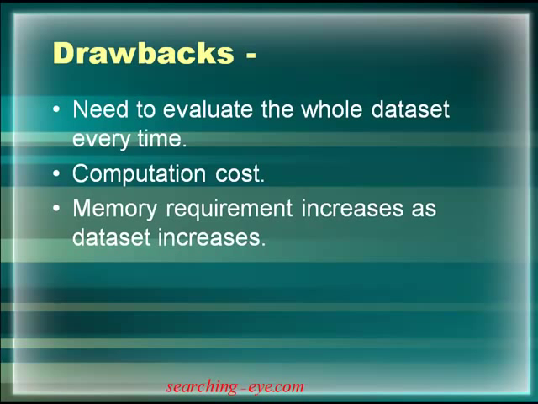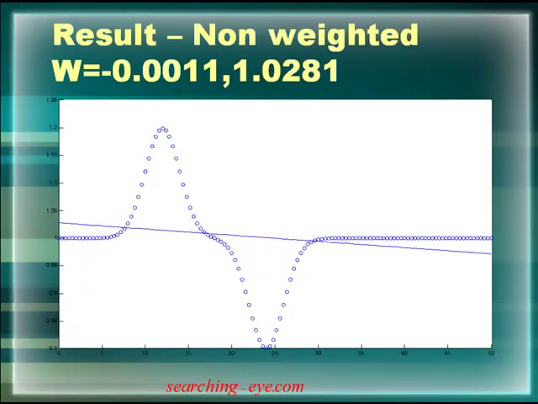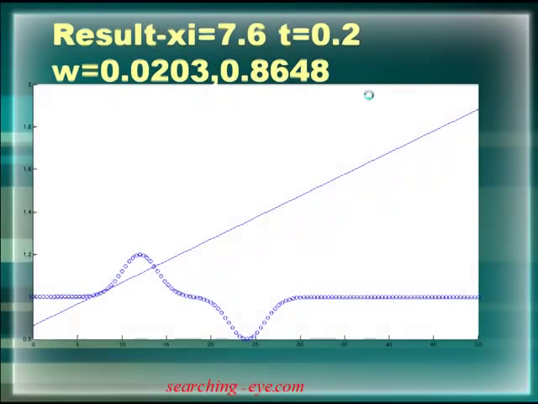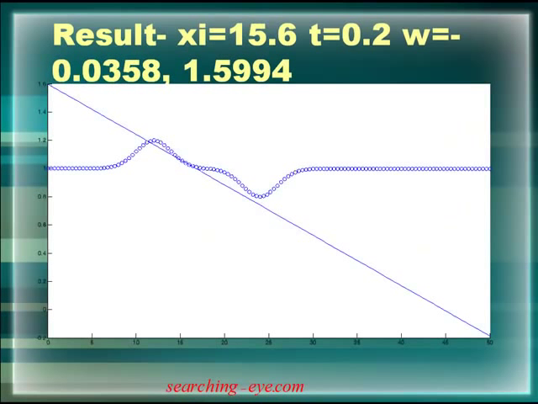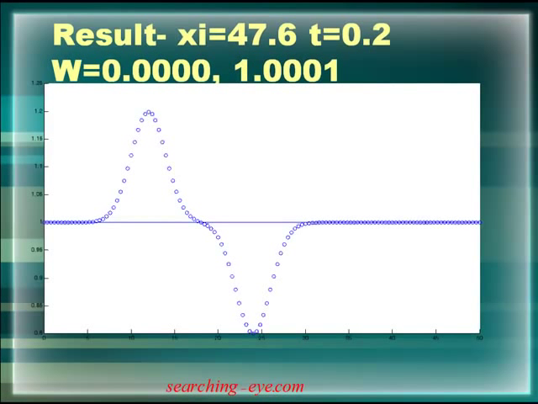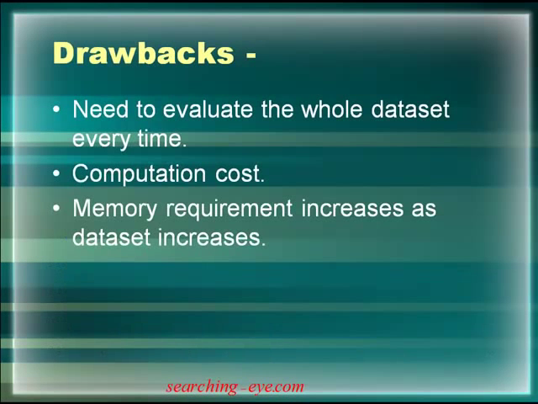So what are the drawbacks of locally weighted regression? The first one is you need to evaluate the whole hypothesis using the whole data set every time. Like here I evaluated my hypothesis for 47.6 using the whole data set and this weighting function. Here I evaluated my hypothesis for 7.6. Here I evaluated for 15.6, and every time I evaluate my hypothesis I need to use the whole data set. It means to use this algorithm you need to store the whole data set in your computer memory. So it consumes a lot of memory. As your data set increases, your memory requirement also increases. These are a few drawbacks of this algorithm. Obviously it is slow because every time you need to evaluate your hypothesis, you need to use the whole data set.